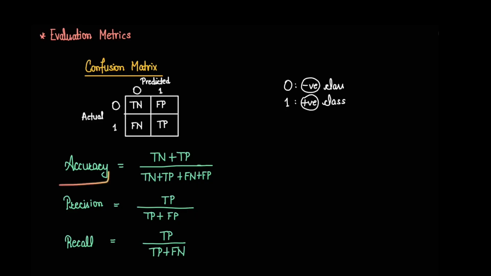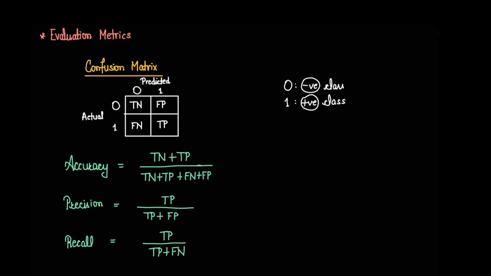The first of them is accuracy. Accuracy is the most obvious thing that comes to our mind. It is basically the number of data points that are predicted correctly, that is all of the true negatives and all of the true positives, upon the total number of data points, which is the sum of all of these. Two other things that are there are precision and recall.